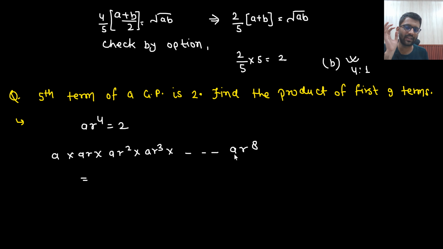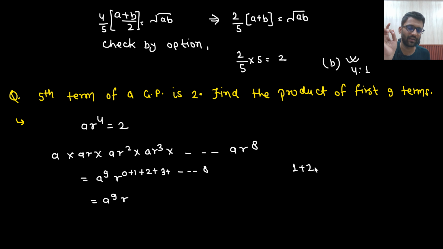9 terms means A is multiplied 9 times, so A to the power 9. Then R to the power 0 plus 1, R to the power 2. Base same, power different, so powers can be added: 1, 2, 3 until 8. So A to the power 9, R to the power of the sum of 1 to 8. What is the summation of 1 to 8?